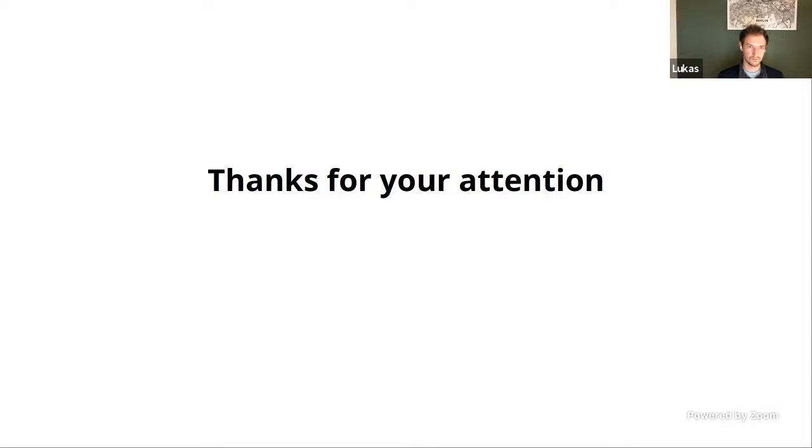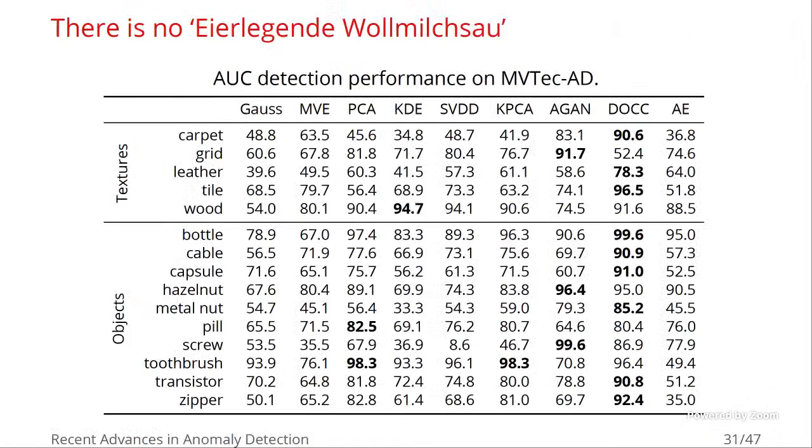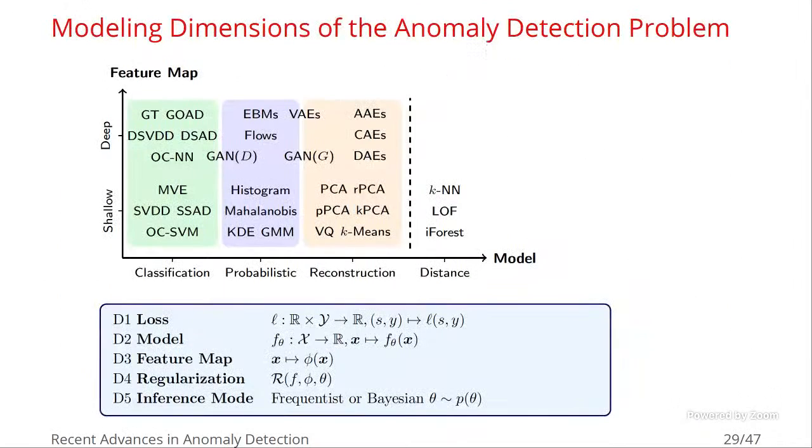Any more questions? Yeah, so Nicholas asked a question here. For the chart where you break it down by deep, shallow, and the type of model, classification, probabilistic, reconstruction, distance, are there no deep instance methods, like metric learning with neural nets, etc.?